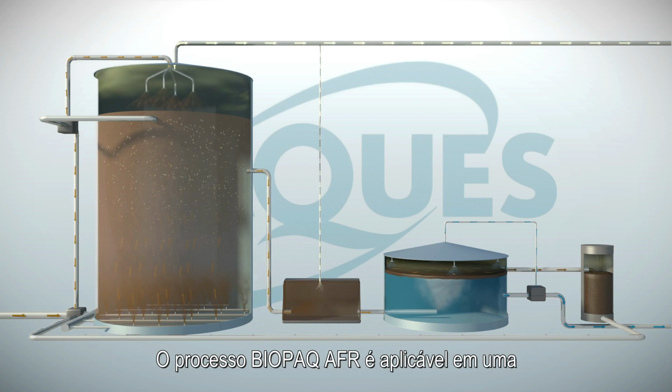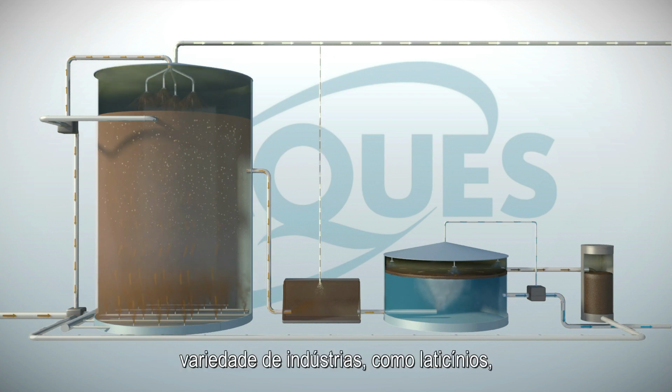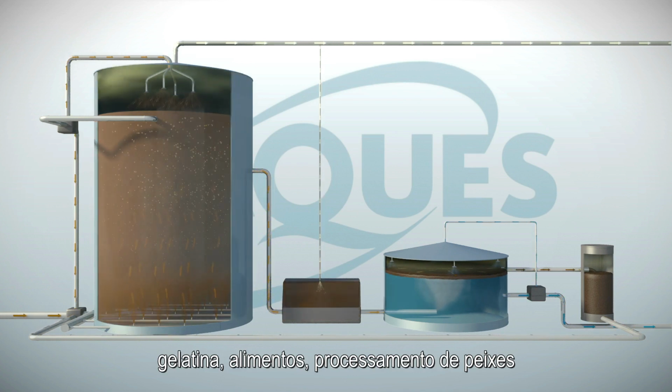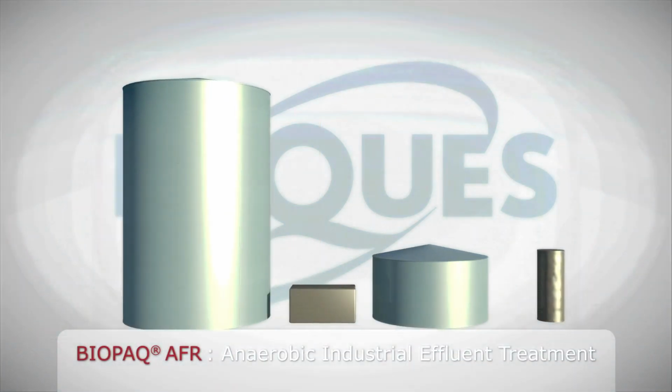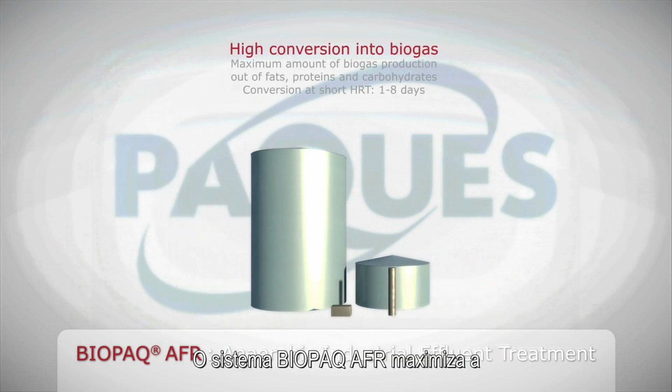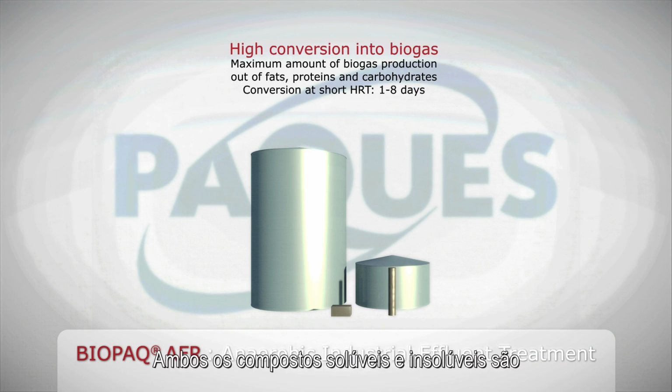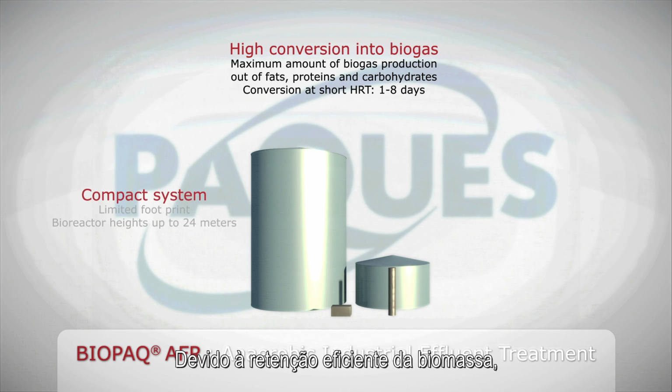The BIOPAQ AFR process is applied in a variety of industries, such as the dairy industry, food tank cleaning, fish processing, and poultry industry. The BIOPAQ AFR system maximizes the biogas production from fats, proteins, and carbohydrates. Both soluble and insoluble compounds are efficiently converted into biogas at short hydraulic retention times, typically between 1 to 8 days. Due to the efficient retention of the biomass, the system is compact and has a limited footprint.